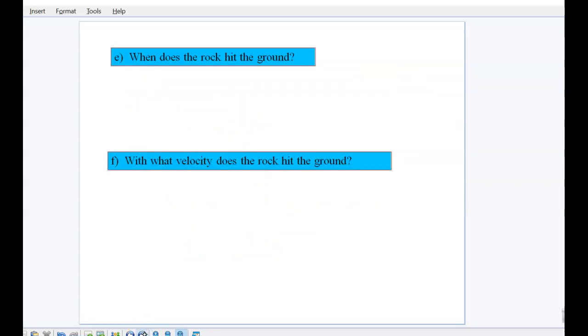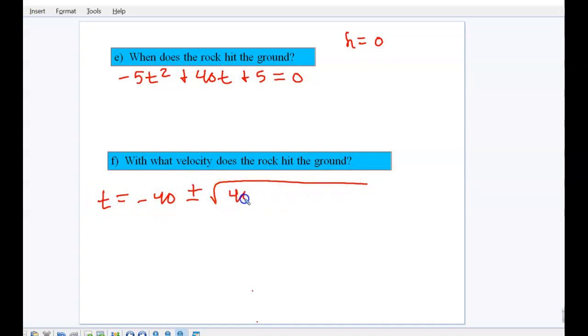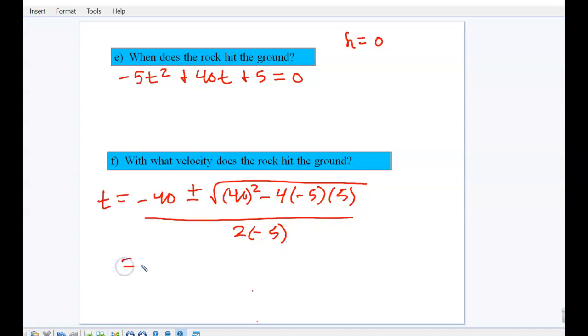When does the rock hit the ground? Well, when the rock hits the ground, the height is equal to 0. Okay, so we have to set our height function, which was negative 5t squared plus 40t plus 5, equal to 0. And I have to solve this, so I'm going to use the quadratic formula. So negative 40 plus or minus the square root of 40 squared minus 4 times negative 5 times 5, over 2 times negative 5.